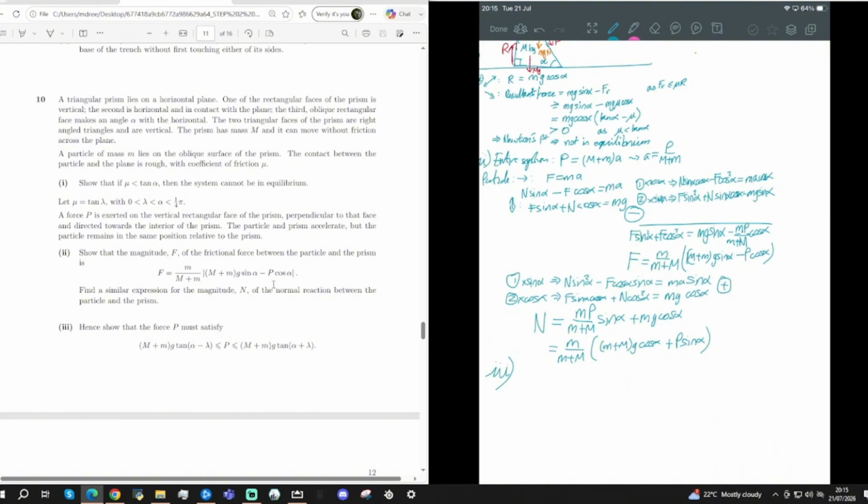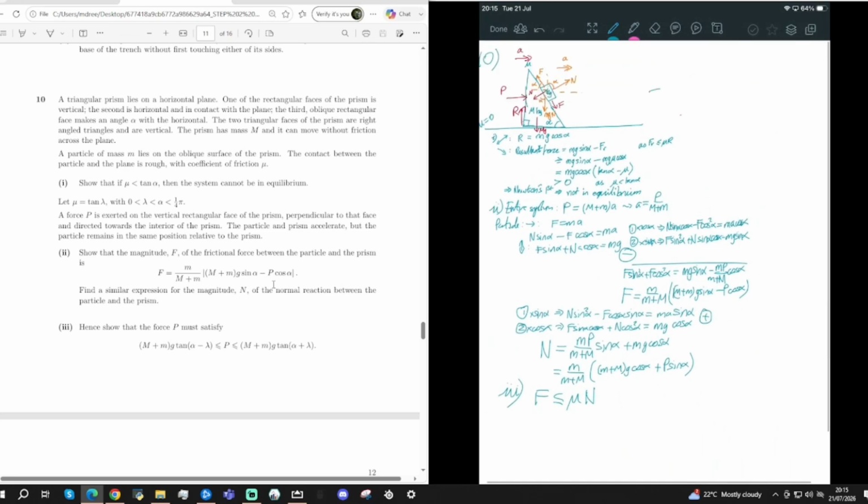Okay, so now we need to put some inequalities on some of this stuff. And notice actually we've not included this lambda at any point in the question. We introduced mu equals tan lambda, but didn't actually use it in the previous part. So how does this mu come in? Well, this is directly from the definition of coefficient of friction. F is less than or equal to mu N.